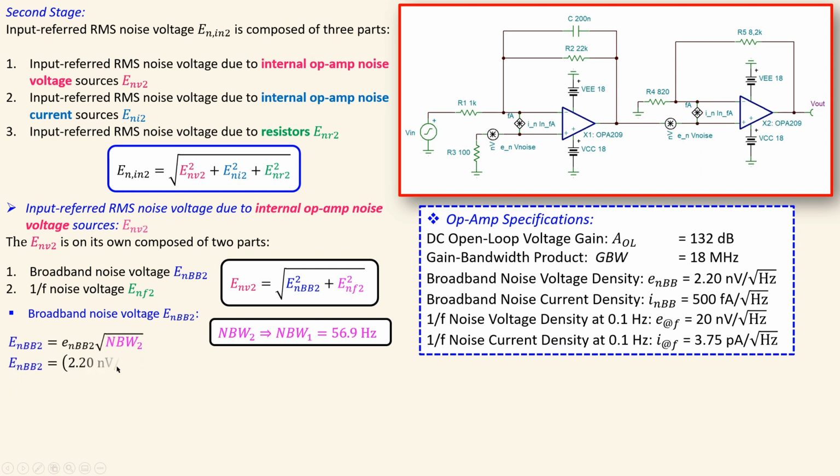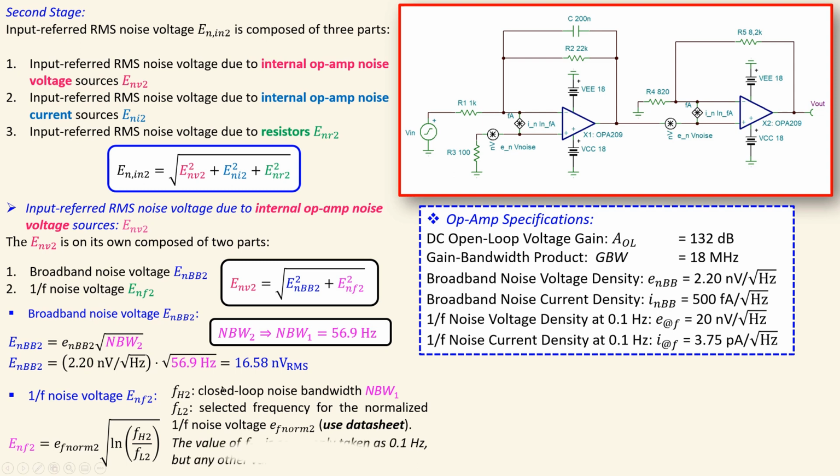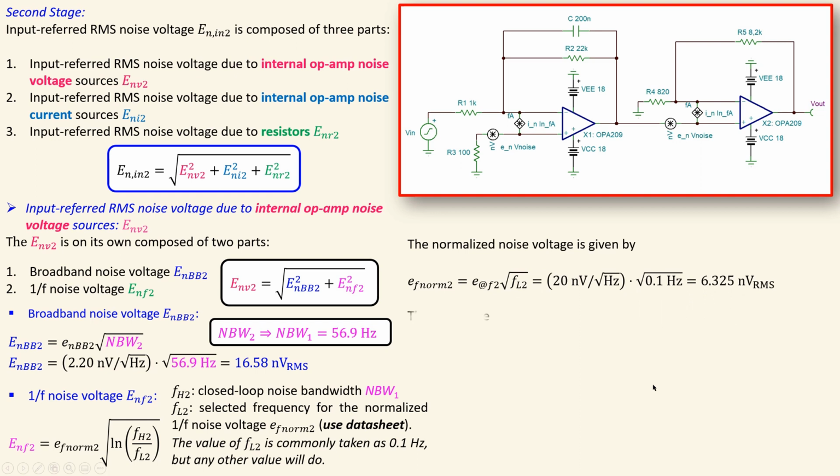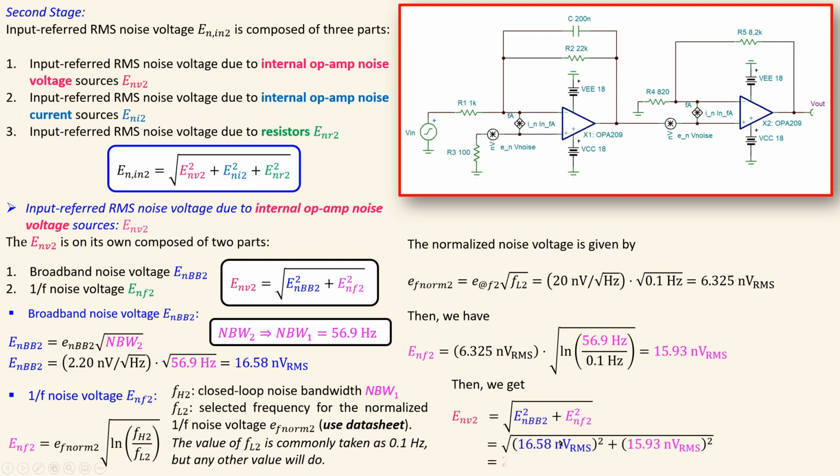Now again, using the formula for the broadband part, you will substitute the value, and will have 16.58 nanovolts RMS, exactly the same as for the first stage. So I will go a little bit faster here. Also the 1/f noise part, again the exact same procedure, exact same values we need for the calculation, and that is for the normalized value. If we now also calculate the 1/f noise part, that will be 15.93 nanovolts RMS. Combining these two using this formula, you will have now the value of approximately again 23 nanovolts RMS. Okay, that's for the first part.